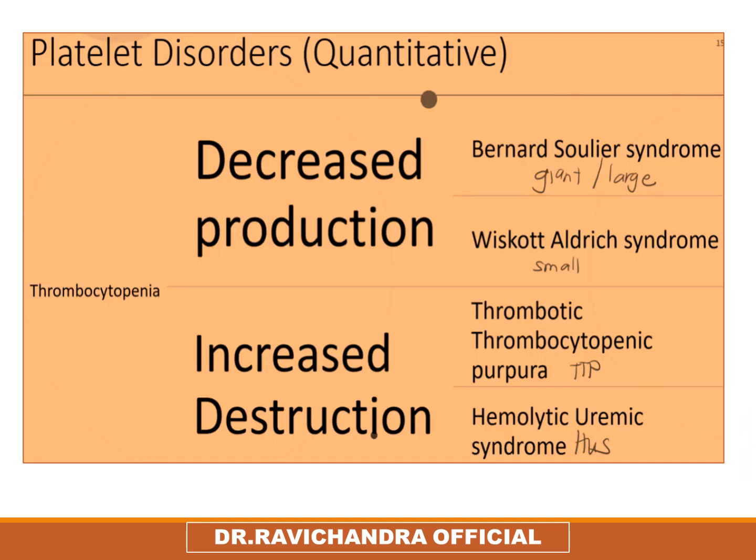So, decreased production is seen in Bernard-Soulier syndrome, where there will be giant or large platelets, and in Wiskott-Aldrich syndrome, where there will be small platelets. And increased destruction causing thrombocytopenia is seen in thrombotic thrombocytopenic purpura, also called TTP, and hemolytic uremic syndrome, HUS.